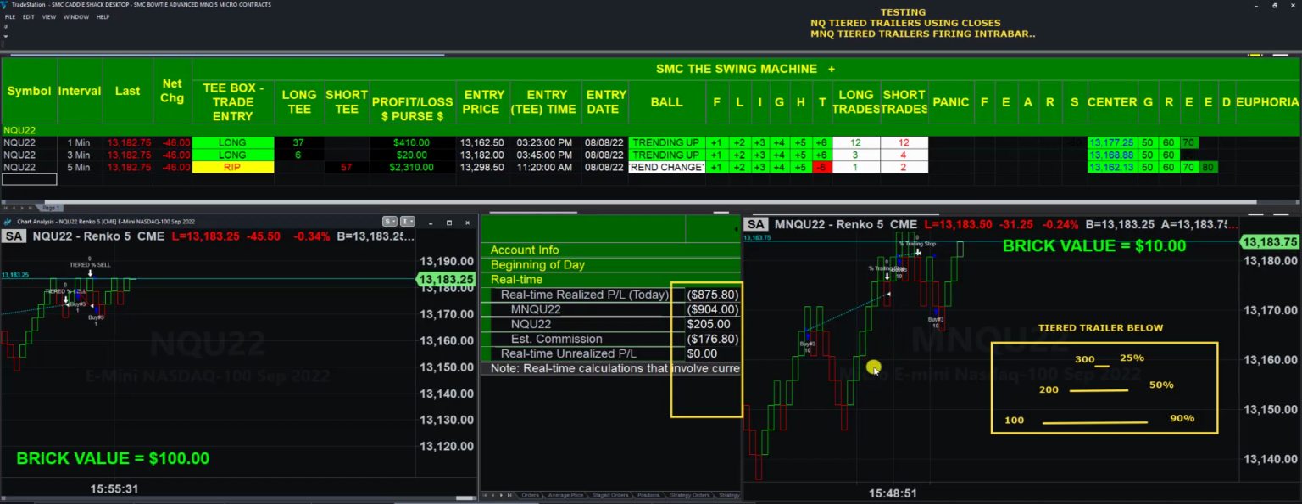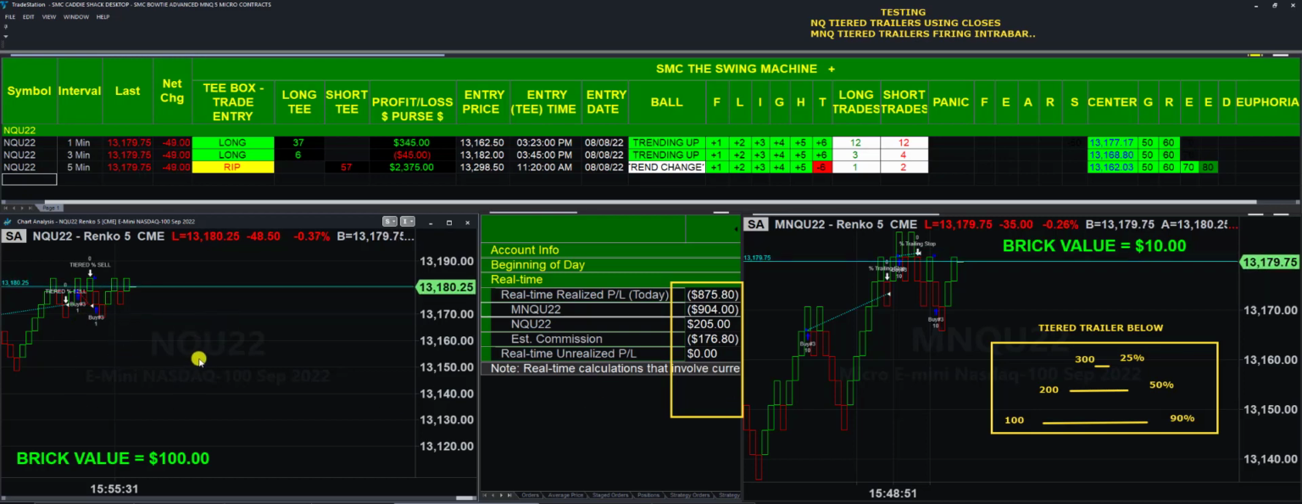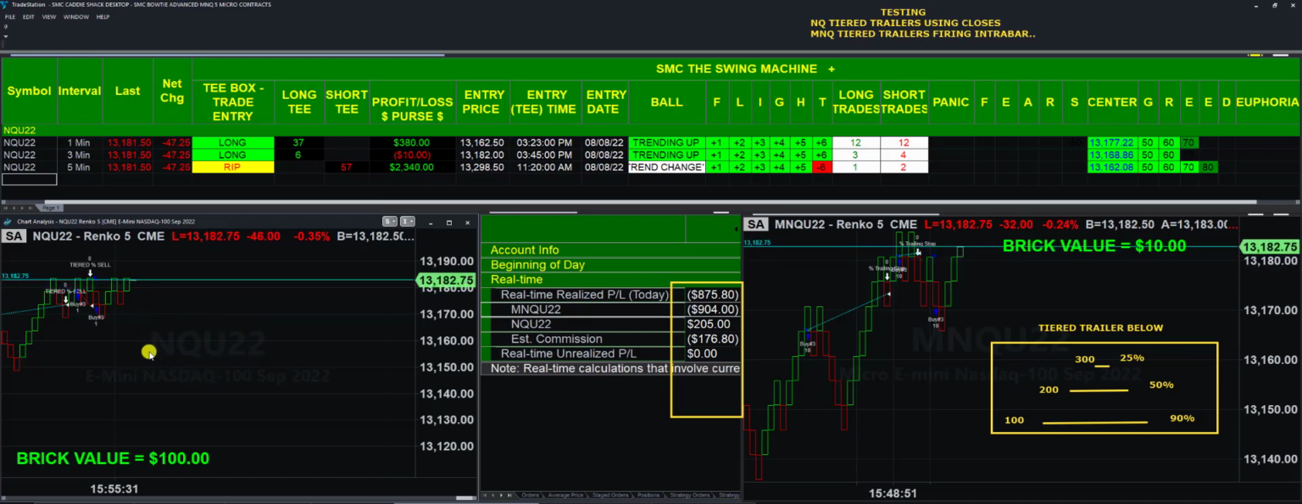The exact same default settings, only this one is running the tiered, the traditional trailer, firing intra-bar. And we wanted to compare the result to see what we could see. So we didn't try to optimize the frequency or the length, and we started this at noon today. We ran this one in the morning, and it did very well. Just having the tiered trailer alone, it did close to $1,000.